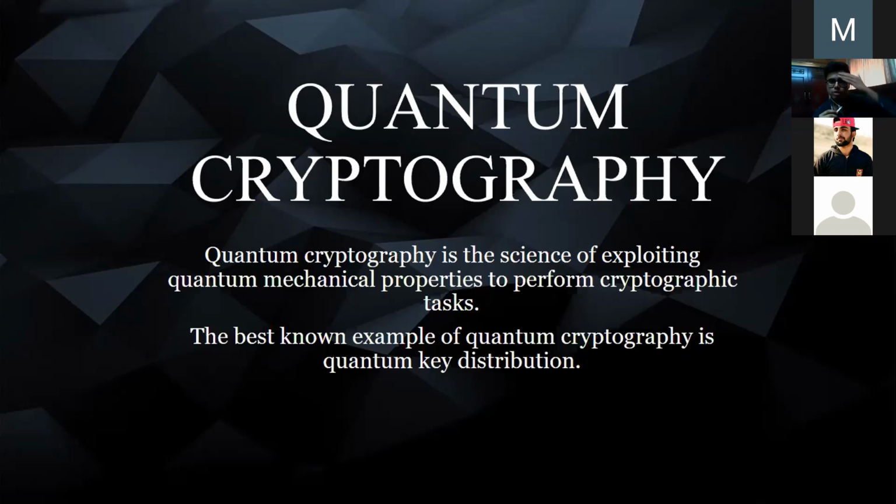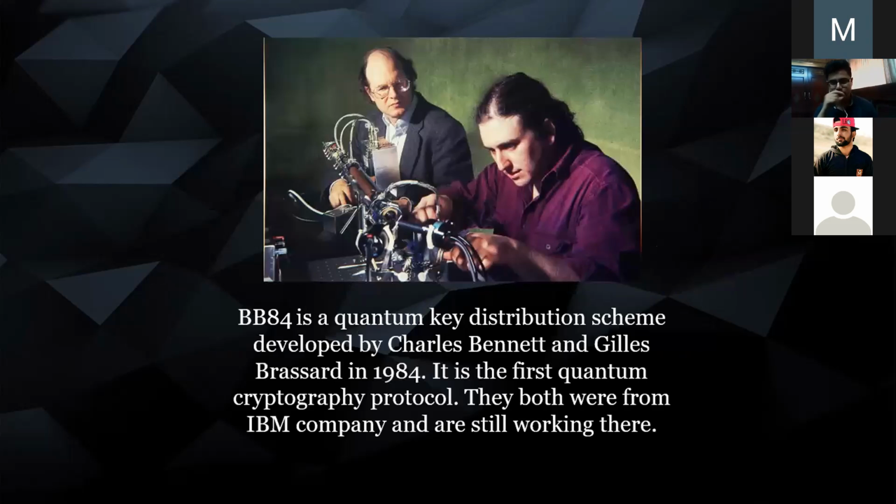The other example is the BB84 protocol. What is the BB84 protocol? Let's discuss here. Charles Bennett and Gilles Brassard made the BB84 protocol in 1984. This was the first cryptography protocol. They both were at IBM at that time, and they are still working at IBM. They were the first people to make any quantum cryptography protocol.